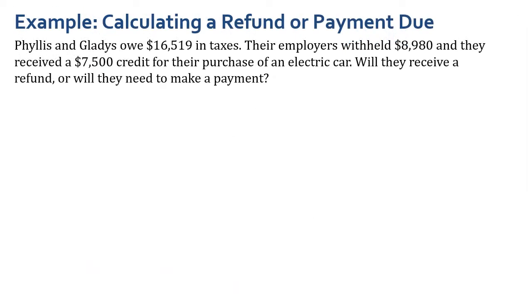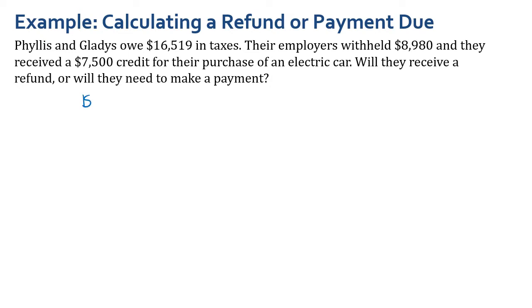All right, let's look at another example. Phyllis and Gladys owe $16,519 in taxes. Their employers withheld $8,980 and they received a $7,500 credit for the purchase of an electric car. So right now there's a lot of tax credits out there for electric vehicles. Will they receive a refund or will they need to make a payment? So let's figure it out.